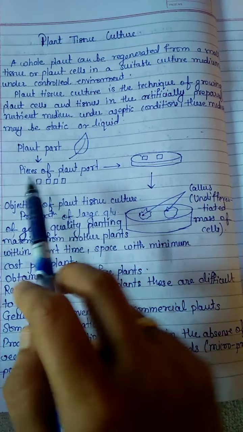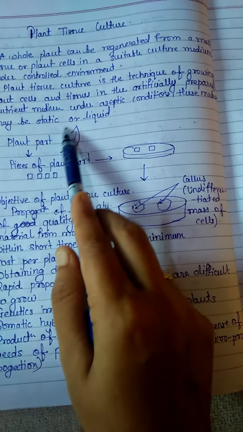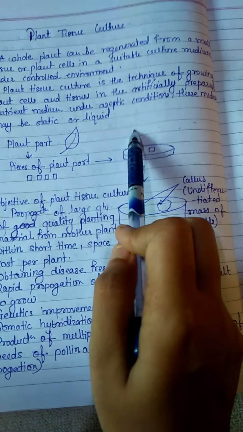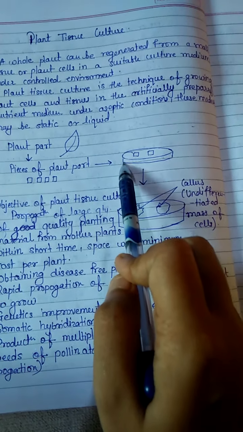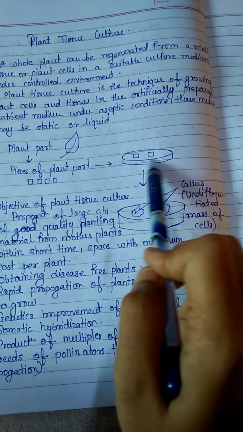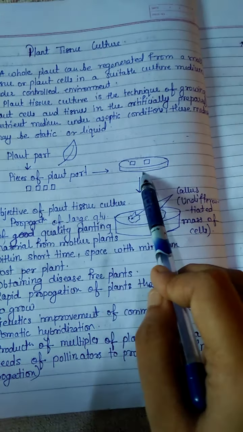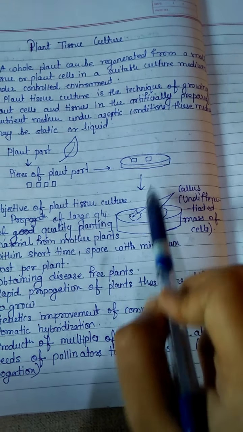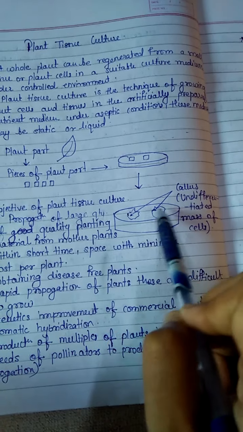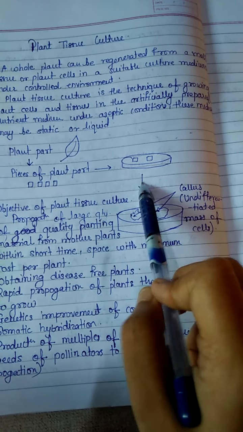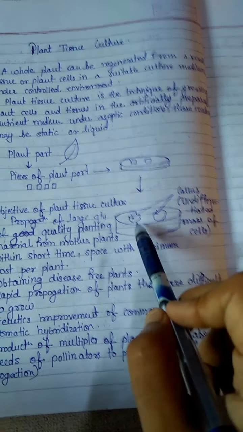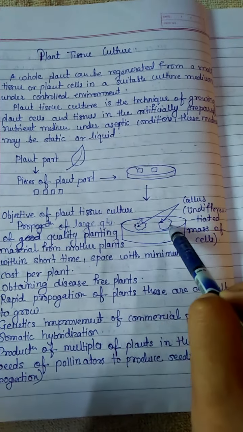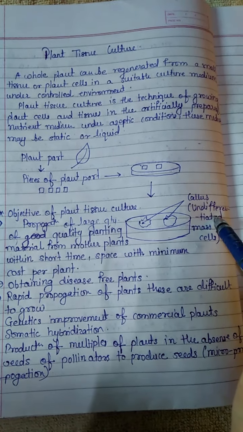So the actual procedure: here we are taking one part of the plant, a leaf, then we cut it into small pieces, then we embed them in the culture media in a petri plate. This process is called culturing. After some time we get callus formation. Callus is nothing but undifferentiated mass of cells. Again, we transfer this callus into fresh media, and this process is called subculturing.